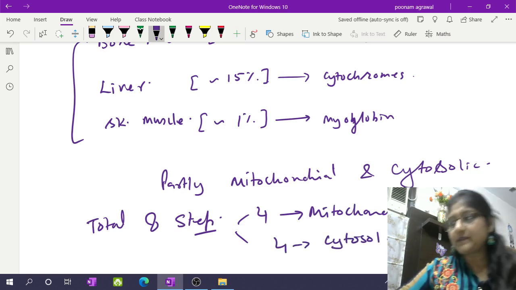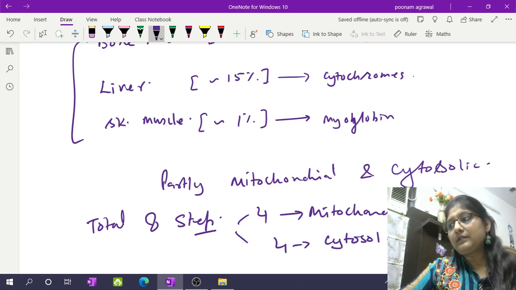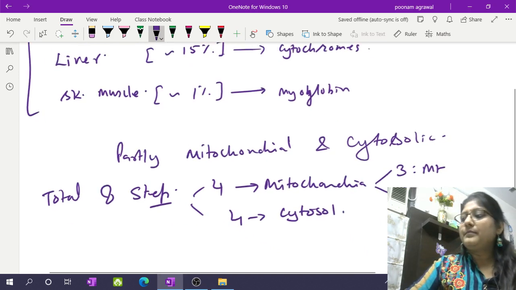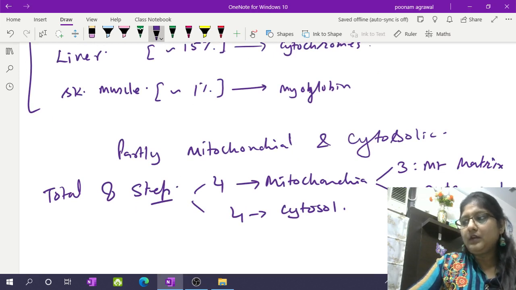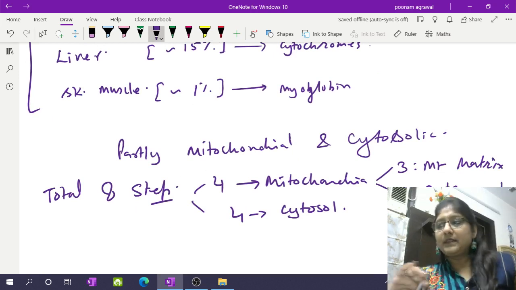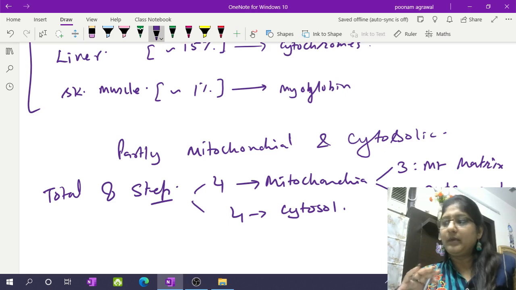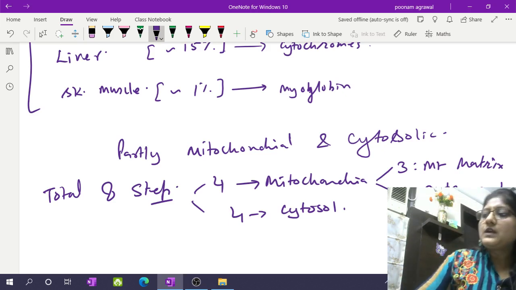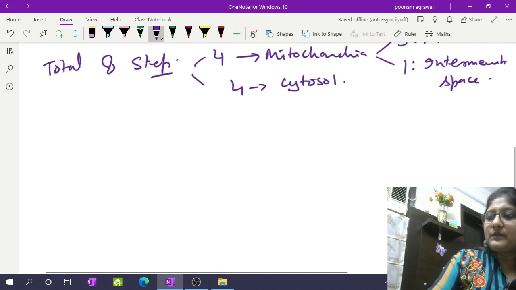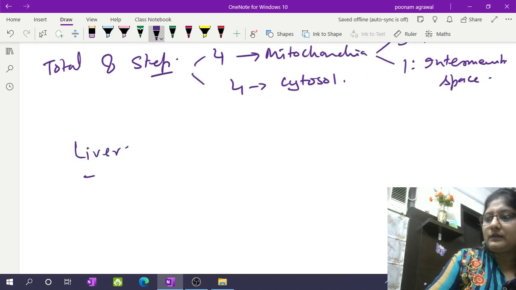Out of the 4 steps in the mitochondria, 3 are in the mitochondrial matrix and 1 is in the intermembranous space. I'll be talking to you about that. So 1 step is at the intermembranous space and the remaining 3 steps are in the mitochondrial matrix, and the other 4 steps are cytosolic. So let's start with heme biosynthesis in liver.